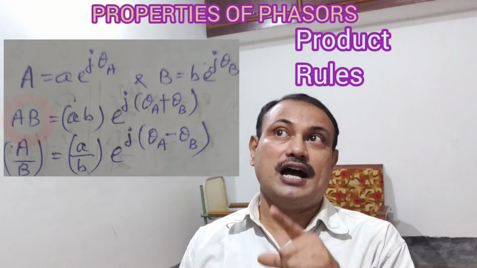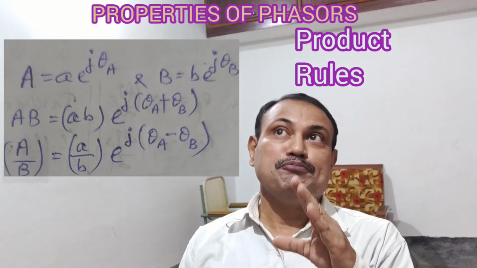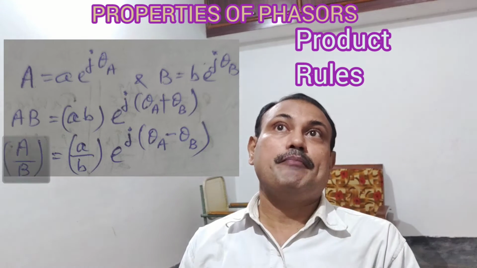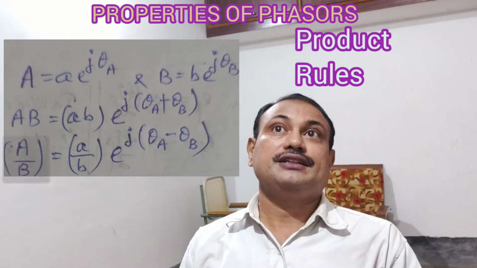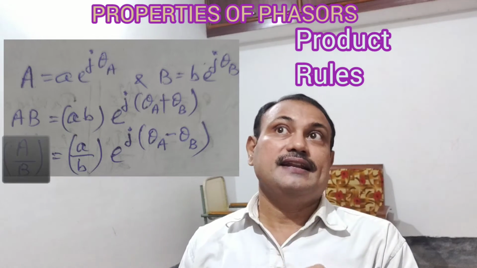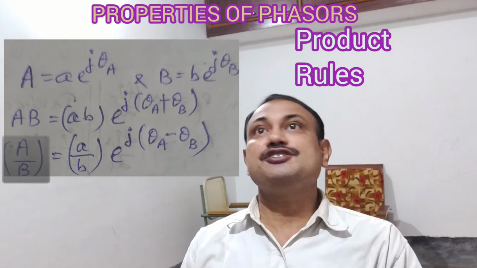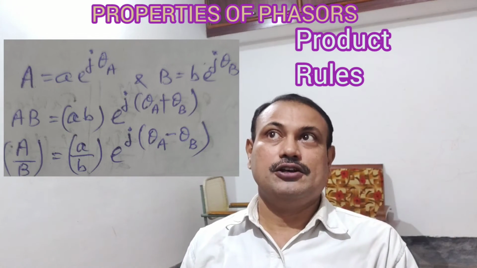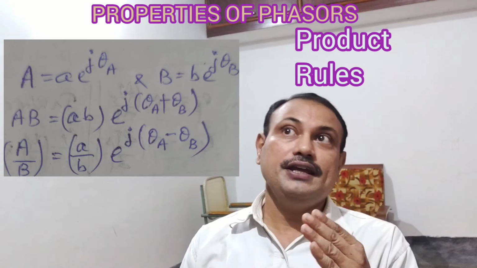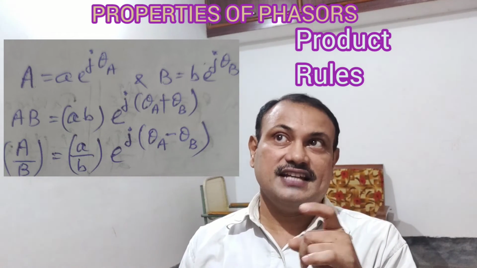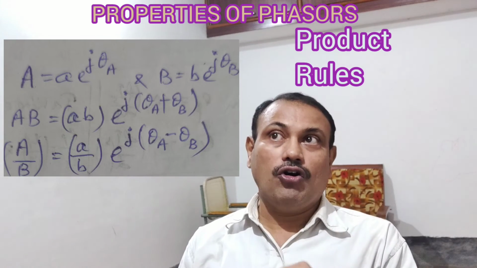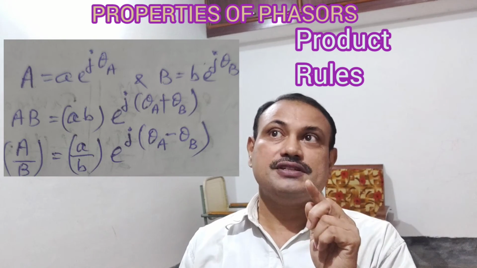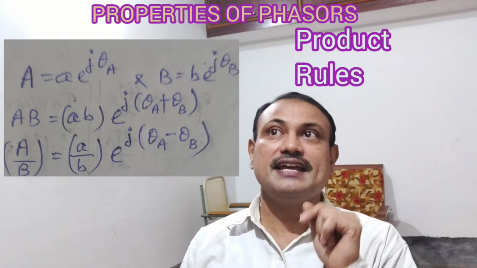For division of phasors, as a part of the quotient rule, the resultant is a phasor having magnitude equal to the ratio of the magnitudes of the component phasors, and the resulting phasor angle is equal to the algebraic difference of the phasor angles of the component phasors with respect to the same reference axis. Therefore, accordingly, we can write AB equal to AB e to the power j times (theta A plus theta B), or A by B equal to A by B as the magnitude part times e to the power j times (theta A minus theta B).